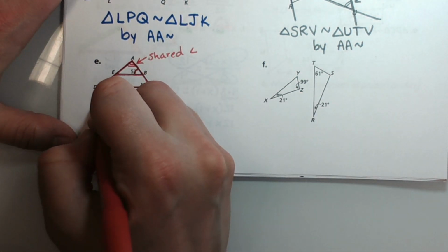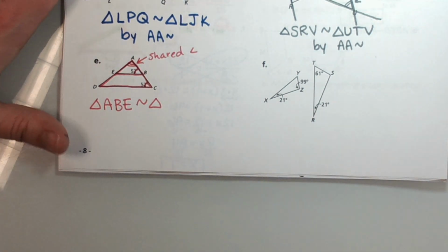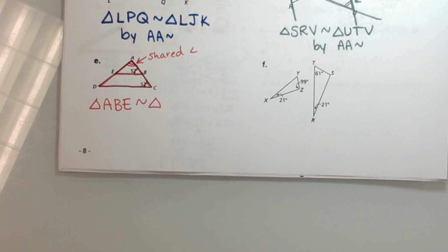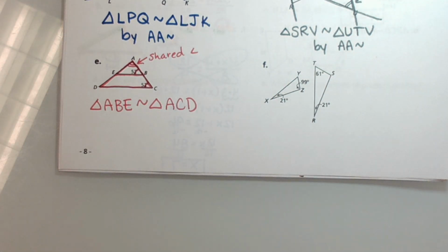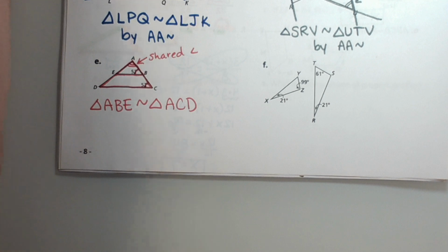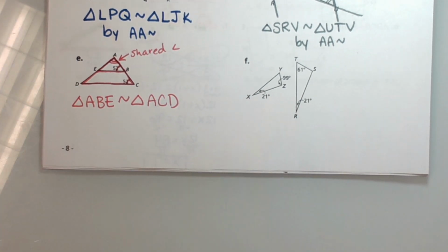So, my triangles are similar. Triangle ABE is similar to triangle... have to start at A, have to go to C, have to go to D. The overlapping ones are the hardest. The ones with the parallels are also the hardest. Otherwise, a lot of them are going to look like this.